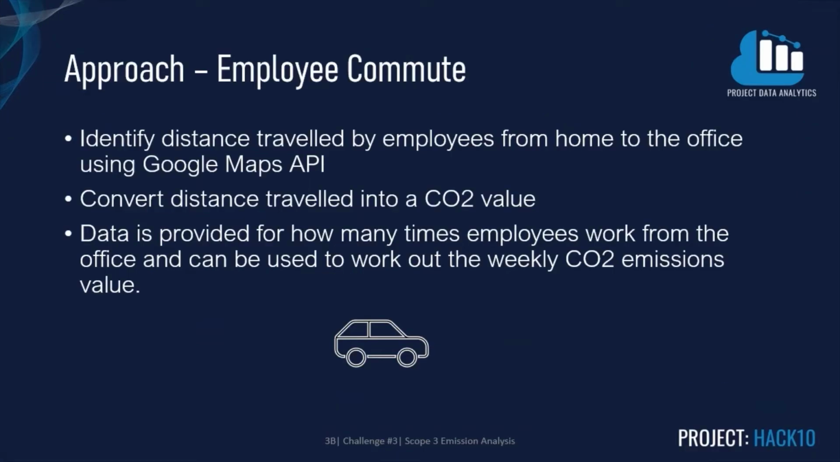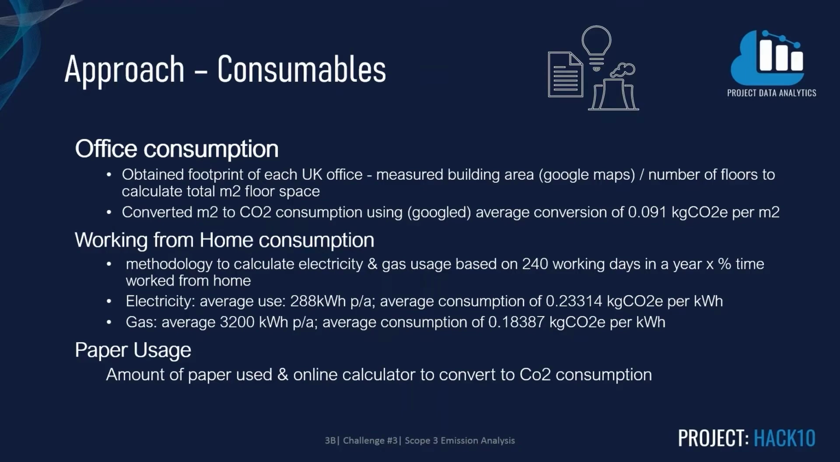After analyzing the data, we realized that we did not have a distance from the employee's postcode to the office. As a result, we used the Google Maps API to find a route that was suitable and provide us with a distance that we could then convert into a CO2 value to assist with the Scope 3 emissions analysis.